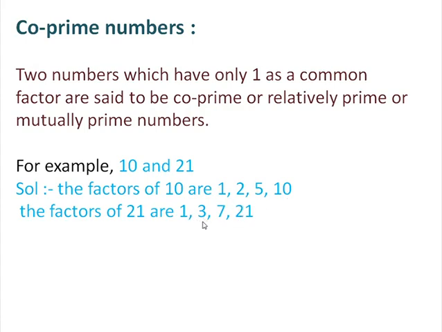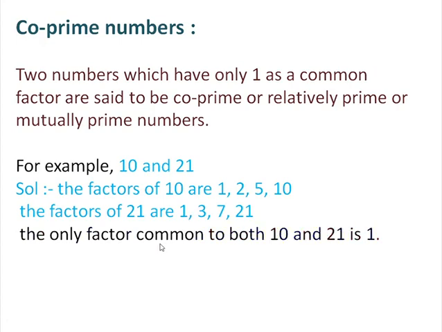Now look at the common factors. Here 1 is common. Yes, only 1 is common. So you will write here: the only factor common to both 10 and 21 is 1. Hence you can say 10 and 21 are co-primes. So according to our definition, if two numbers have only 1 as a common factor, then they are co-primes. The other words for co-primes are relatively prime or mutually prime numbers.